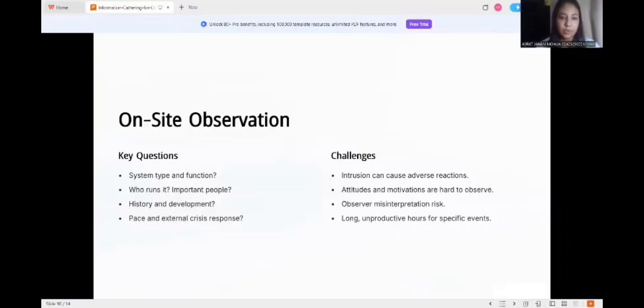However, there are also some challenges. For example, our presence may cause adverse reactions. It is difficult to observe attitude and understand motivation. Sometimes we spend long and unproductive hours waiting for a specific event. So while on-site observation gives us real and practical insight, we also need to be careful about these challenges.